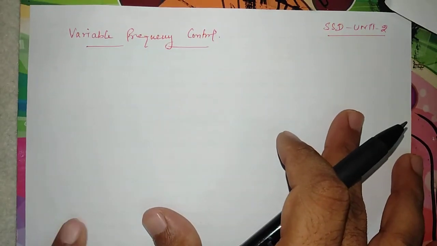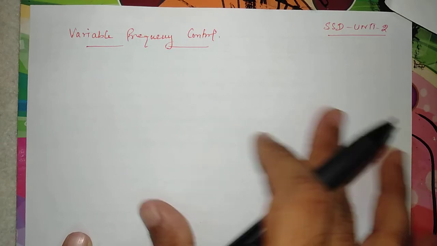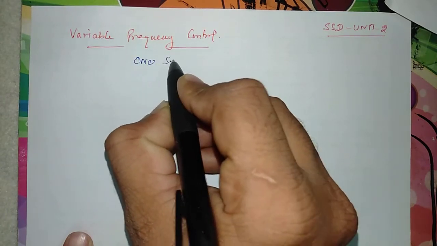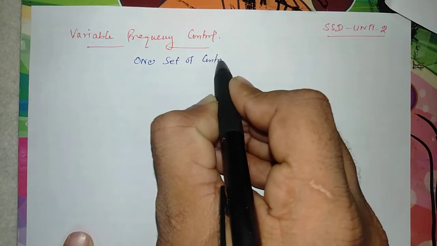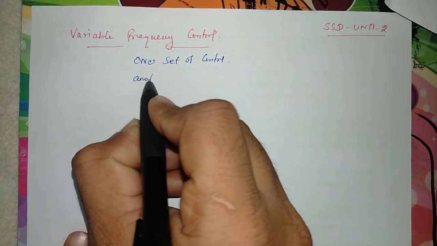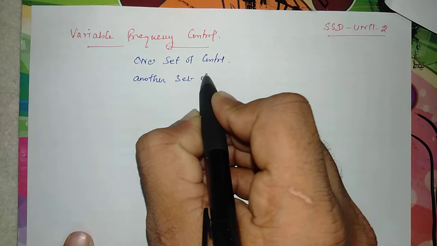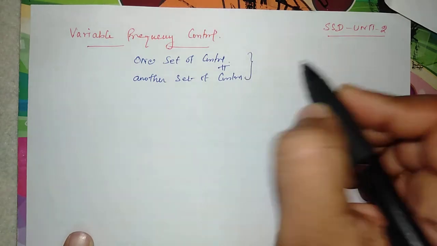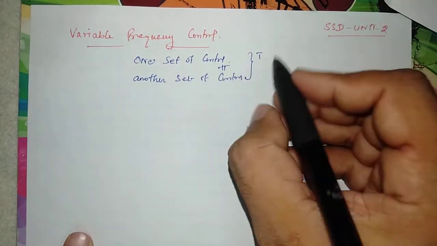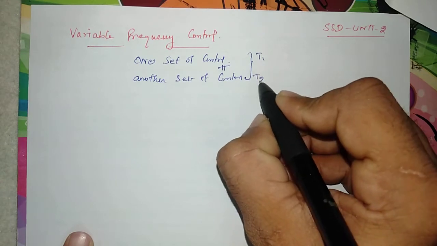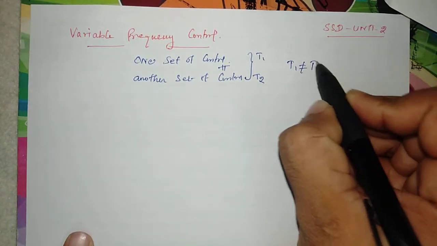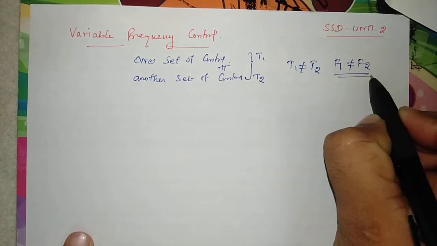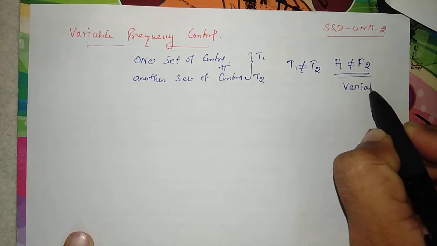Now we can see variable frequency control. Variable frequency control in the sense, first we are making one set of control, and next we are having another set of control. If these two controls are not equal, that is called variable. Here one set of time is T1. Here another set of time is T2. If T1 is not equal to T2, obviously F1 is not equal to F2. That means we are obtaining variable frequency control.